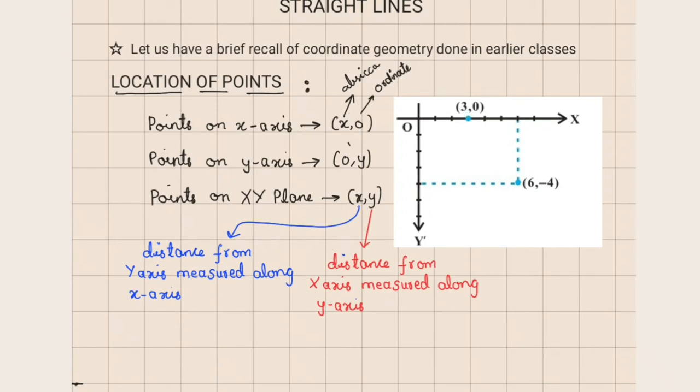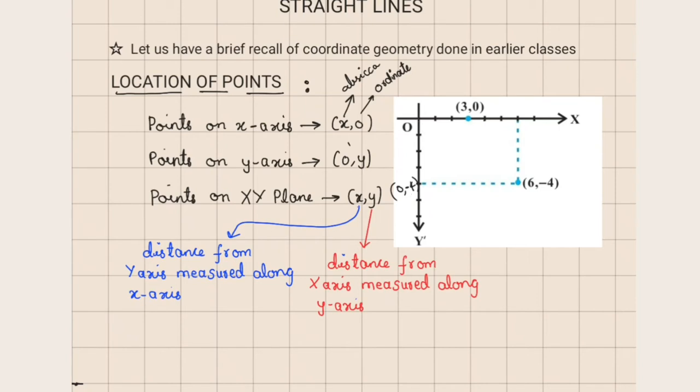Similarly, if I want to denote 0 comma minus 4, it's a point on y-axis. What is meant by minus 4? What is the negative sign? You know that we have two directions of y-axis, one upward and another downward. Upward is denoted as positive numbers and downward is denoted by negative numbers. So to denote 0 comma minus 4, we need to move 4 units downward from the origin.